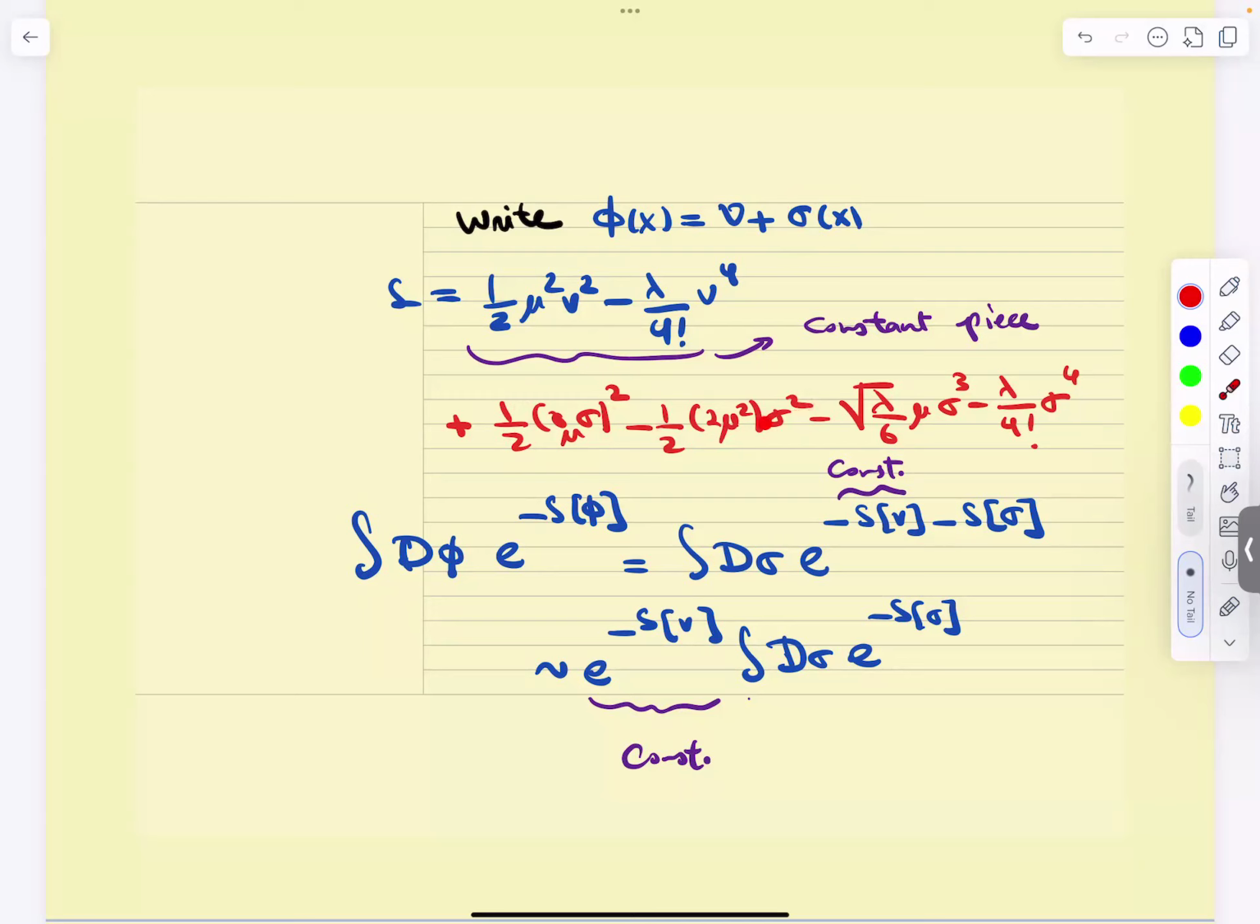The mass of this field is not up to you. It's fixed by the initial Lagrangian, by the parameters of the theory. Plus square root of lambda over 6 mu sigma cubed. So you get a cubic interaction for this. It's a scalar field with a cubic interaction, but that's not the whole story. Lambda over 4 factorial sigma to the 4. So this theory will have a 3-point interaction and a 4-point interaction.